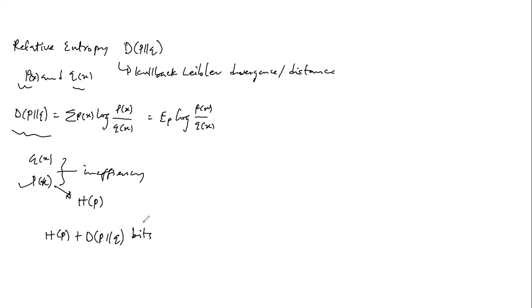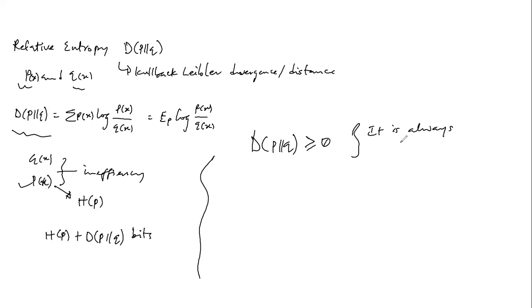So you should note that the relative entropy between two probability mass functions is always greater than or equal to zero. So in other words, it is always non-negative. And the relative entropy between the two distributions will be equal to zero if and only if P and Q have the same distribution.